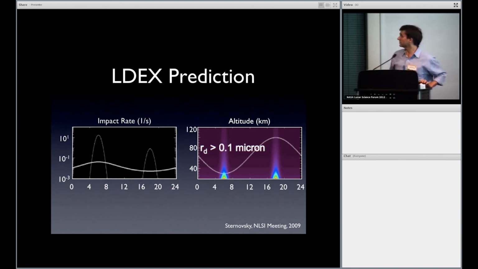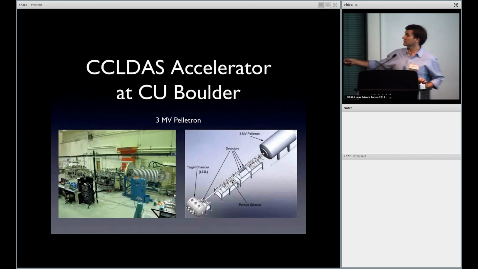If I go to the left side, this is the calculated impact rate for the LDEX instrument, again as a function of time. The line is the impact rate from ejecta particles. It's going to be about 1 in a minute or 1 in 10 minutes or so. And from the electrostatically lofted dust, the impact rate can be on the order of a few or 10 per second. So really high impact rates.